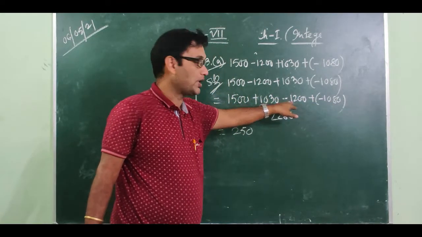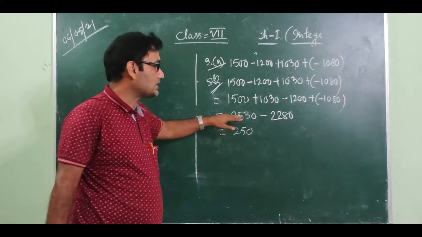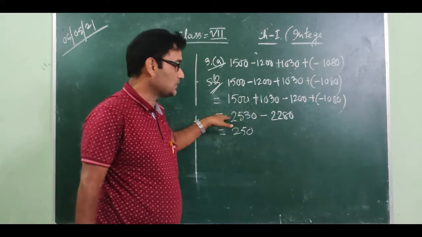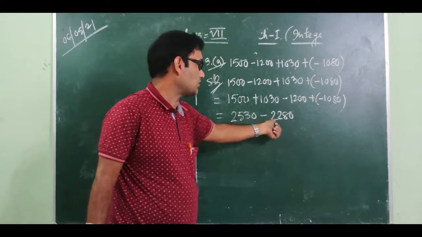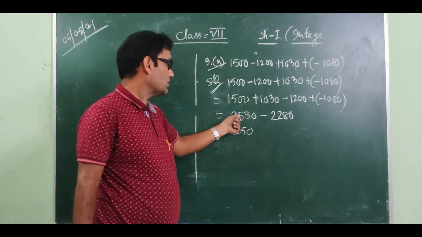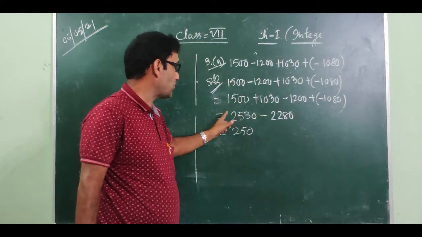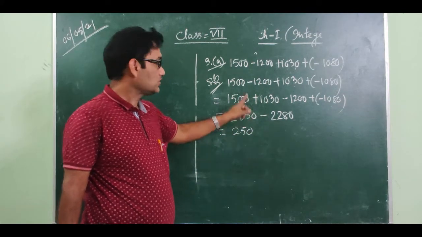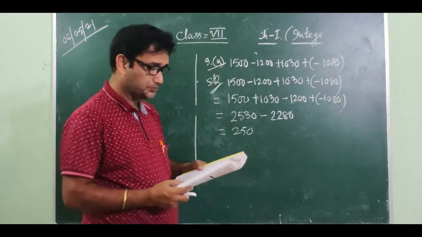Now before that, you see which one is greater, 1200 or 1080? 1200 is greater. Before 1200 what sign? Minus sign. We will write here minus. Now this one is a positive integer, that one is a negative integer. So plus into minus means minus. So we will subtract 2530 minus 2280. If we subtract, we will get 250. Since this integer is greater, and before this integer there is nothing, which means plus, your answer will be 250. So in this way you can solve number B also, number C also, and number D also.